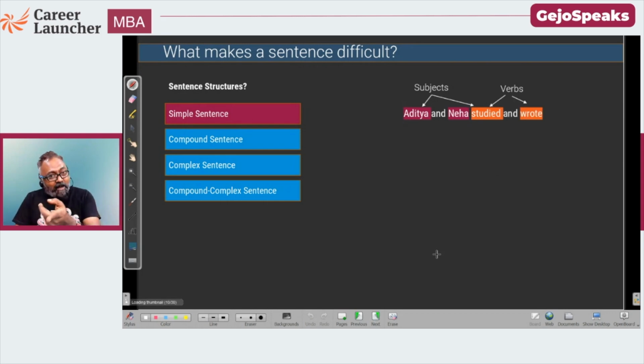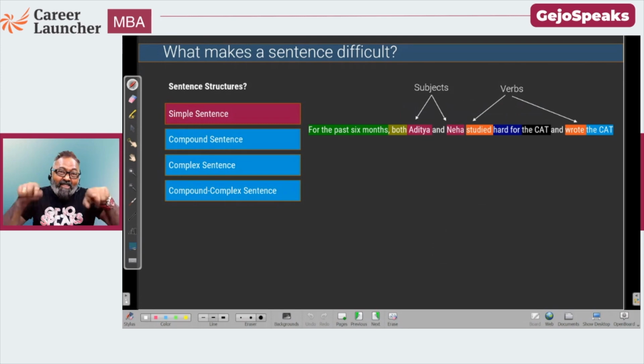Now this is also a simple sentence. Aditya and Neha studied and wrote. By the way, this is also a simple sentence. A simple sentence can have adjectives, adverbs, participle phrases, adverbial phrases, and all this. So, for the past 6 months, both Aditya and Neha studied hard for the CAT and wrote the CAT. This is also, ladies and gentlemen, a simple sentence. So, mind you, a simple sentence, compound sentence, complex sentence, or compound-complex sentence has nothing to do with how long the sentence is. It's about how the sentences are constructed.